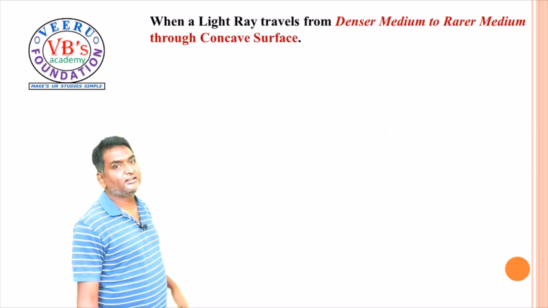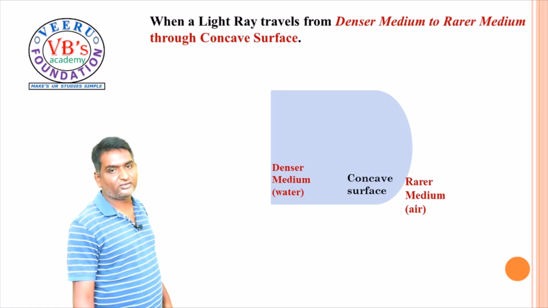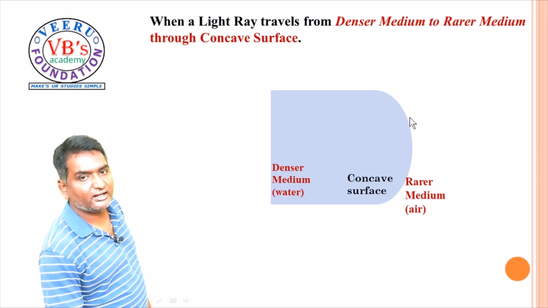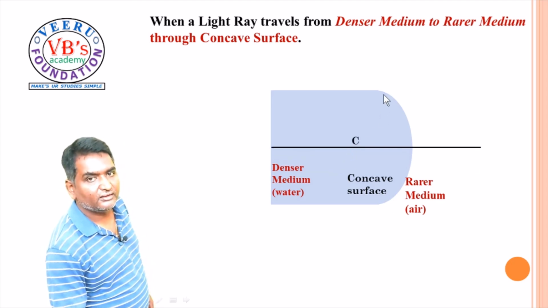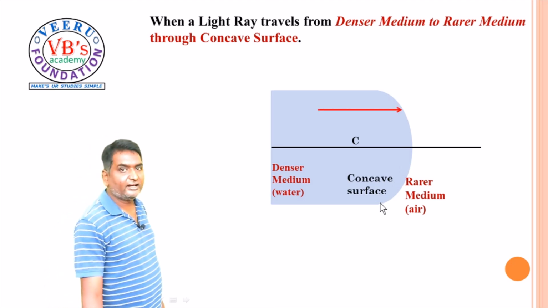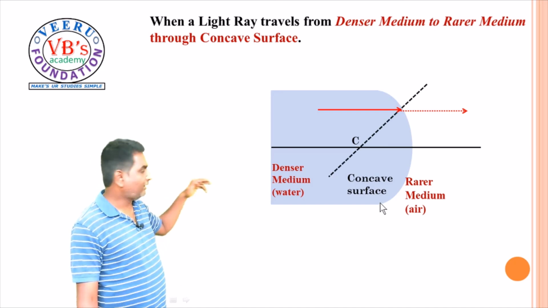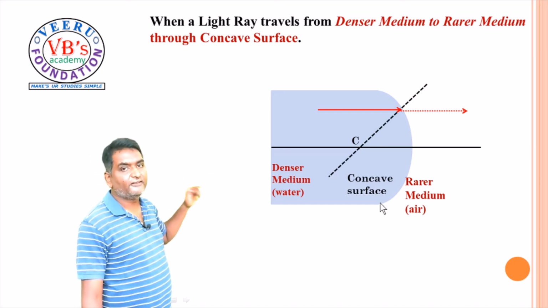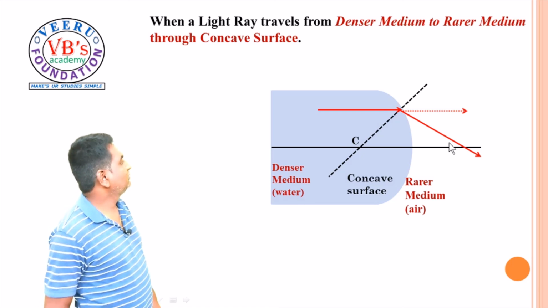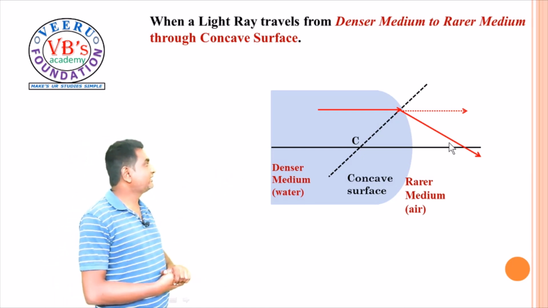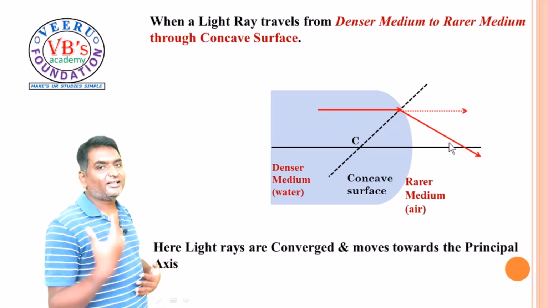The last one: when light rays travel from denser medium to rarer medium through a concave surface, what happens? You see, this is the denser medium, this is the rarer medium, this is the concave surface, and this is the center of curvature of this concave surface. When the light rays pass like this, instead of traveling in a straight line, they bend, but away from the normal, meaning in this direction. So this surface acts as a converging surface. Here light rays are converged and move towards the principal axis.